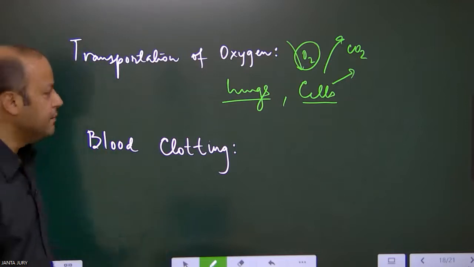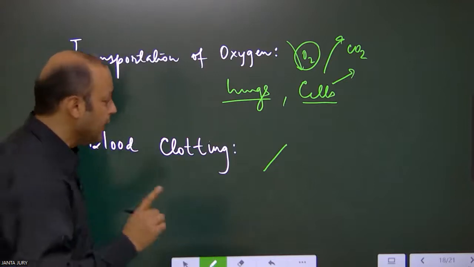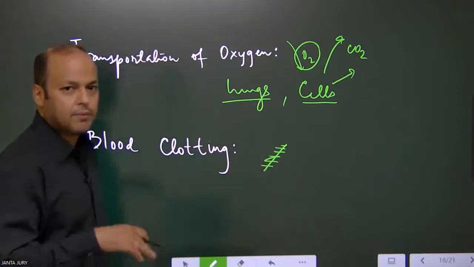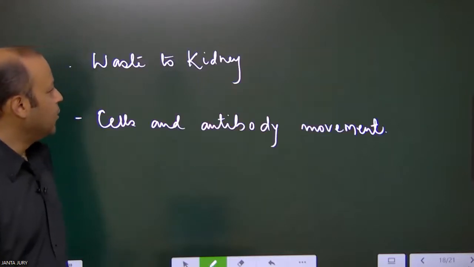Now, blood clotting, if there is an incision made in the body, the vital role of making this in the form of clotting is done by blood using the different cells of blood.